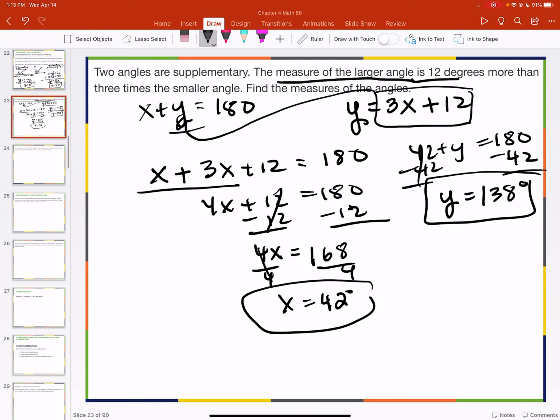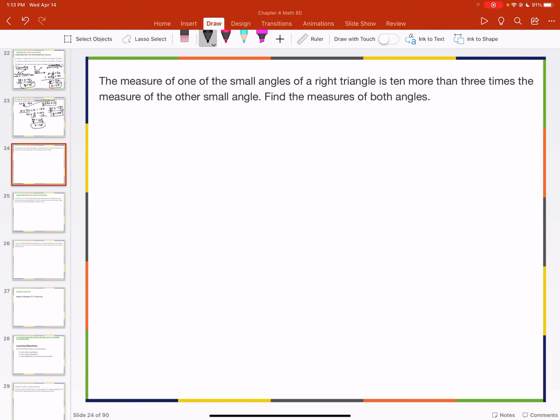Okay, so this one uses the fact that the measures of the angles of a triangle add up to 180 degrees also. So if I say A, B, and C are the angle measurements of a triangle, the sum of them is equal to 180, and that's for all triangles. So here we have the measure of one of the small angles of a right triangle is 10 more. So we have here a right triangle. So right triangle means that one of them is already 90 degrees.